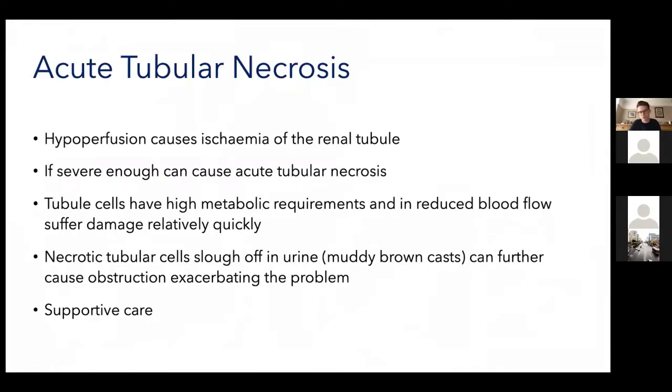So acute tubular necrosis is an intrinsic cause, but pre-renal injury can cause intrinsic injury. And because the kidney is so metabolically active, reduced blood flow will quickly damage the kidney. In acute tubular necrosis, you get necrotic tubular cells that can slough off and actually cause an obstructive cause. So from pre-renal, you've got a renal cause and then a post-renal cause.